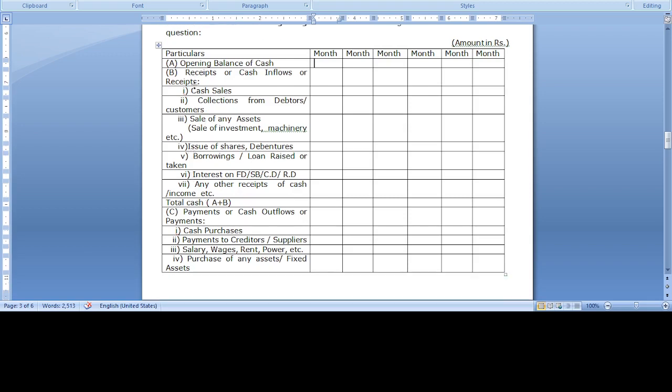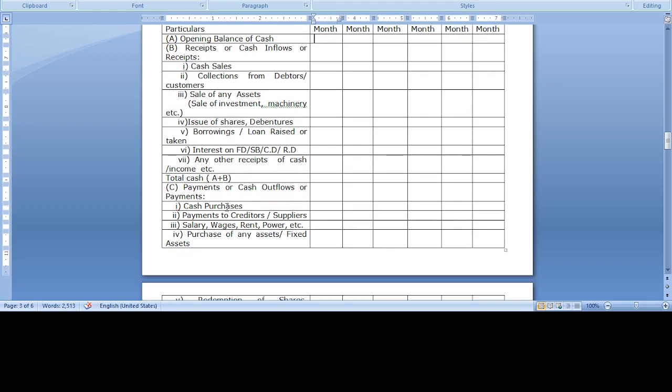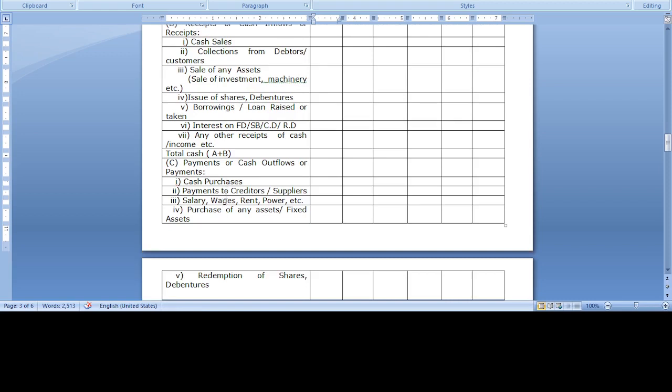If you add A and B together, then you will get the answer for total cash. Then you have to see the disbursement part, that is the payments or cash outflows. Payments and cash outflows are both the same, and I have denoted that here as C.